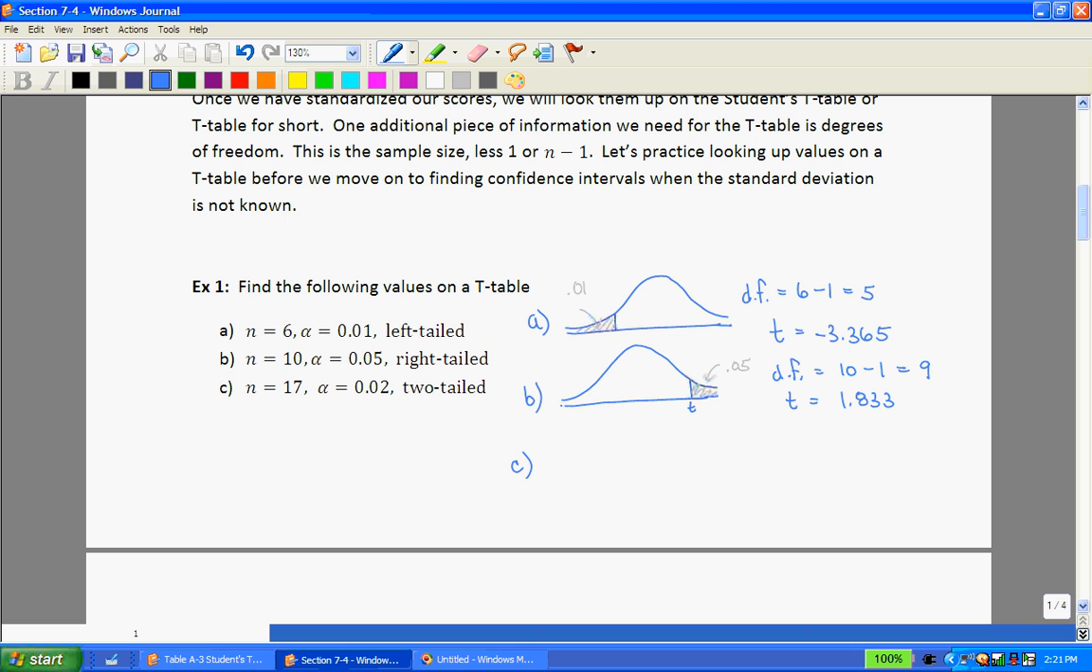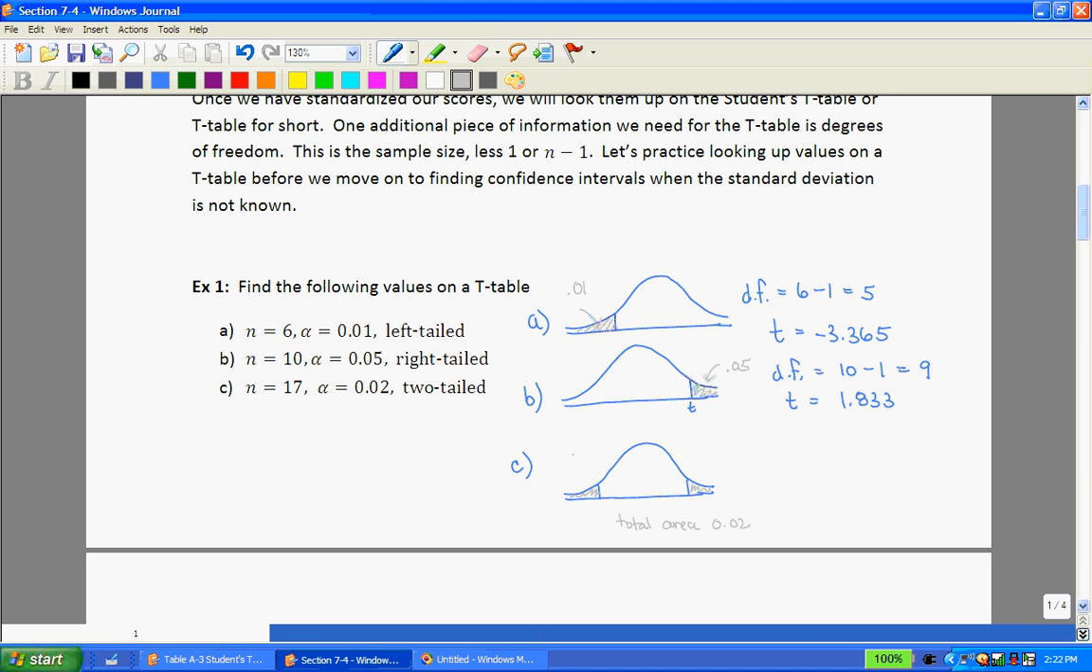Finally, we have C. n is equal to 17. Alpha is 0.02, and we are two-tailed. So this one's going to be a little bit different. What we're saying here is that we have two tails, and that the total area for these two is 0.02. So what would that mean for the tails separately? They would each be 0.01.